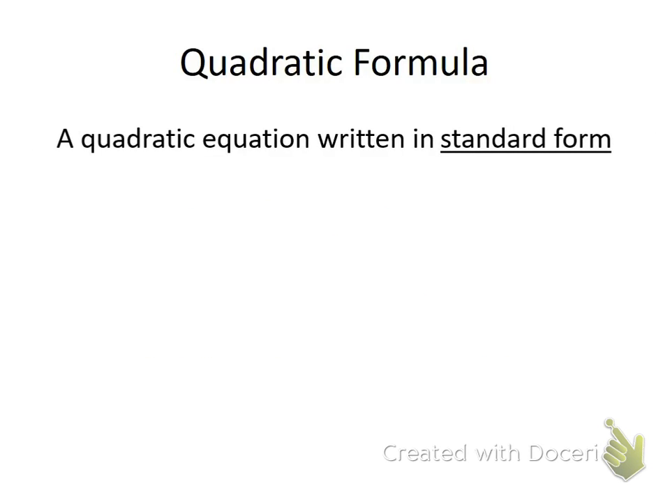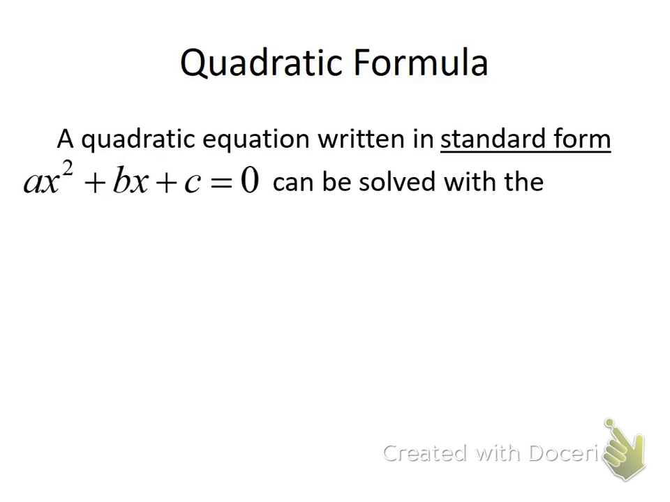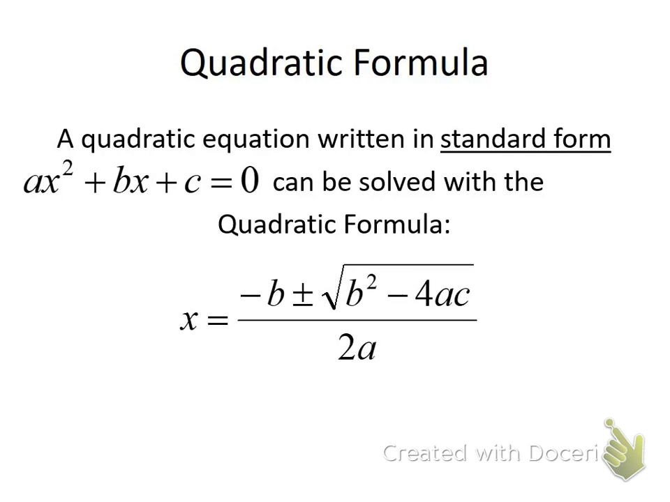Okay, here it is. A quadratic equation written in standard form, which we would remember is ax squared plus bx plus c equals 0, can be solved with the quadratic formula. That formula is, here it is, x equals negative b plus or minus the square root of b squared minus 4ac, all divided by 2a.